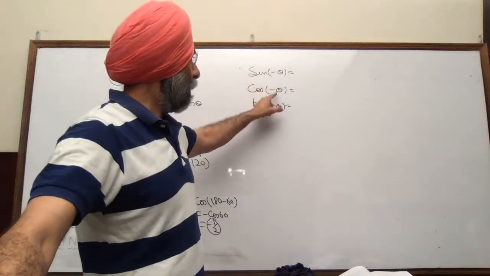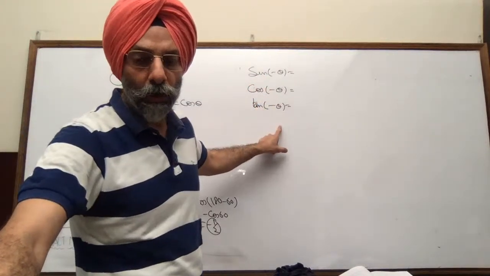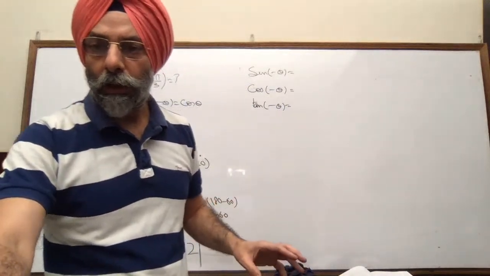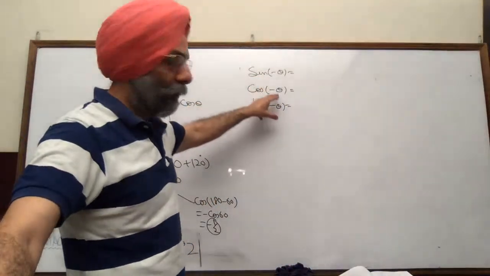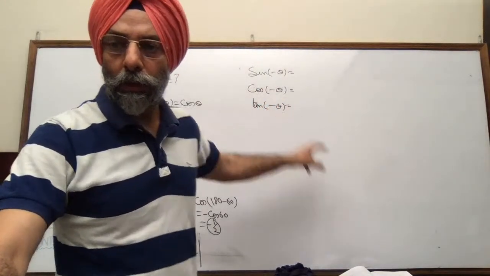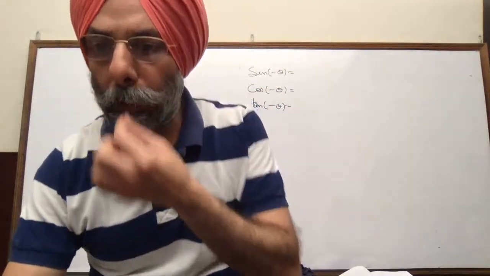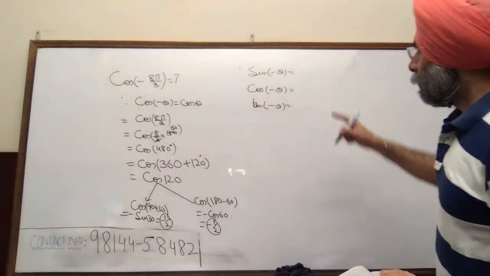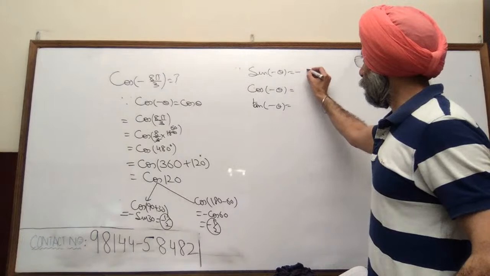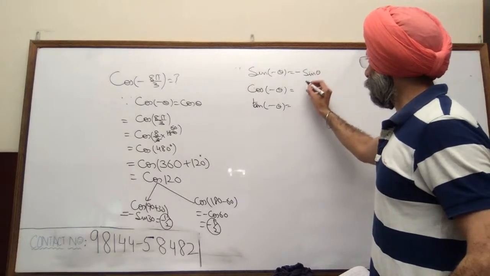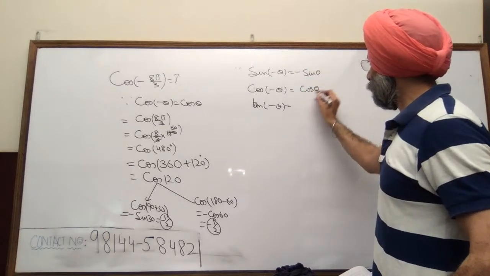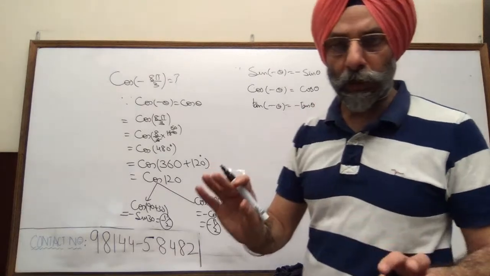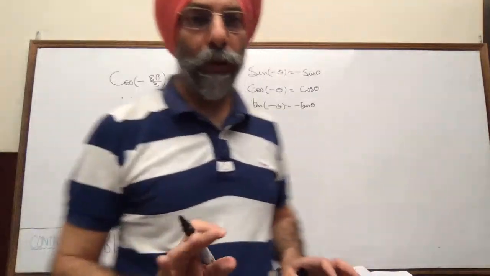So sine of minus theta, cos of minus theta, tan of minus theta. That's right, beta. Okay, write down all their values here. So sine of minus theta is minus sine theta. Cos of minus theta is cos theta. Tan of minus theta is minus tan theta. So excellent, beta. Very good, shabash.